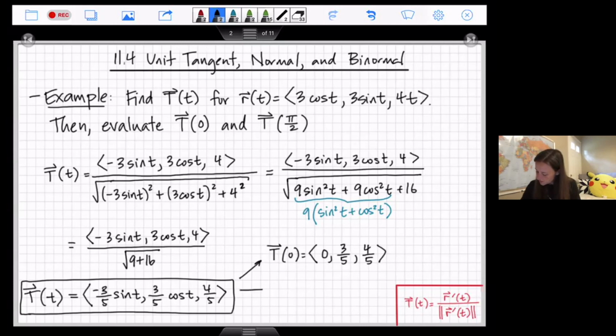And then also we were asked to find T of pi over 2. All right, so this time sine of pi over 2 is equal to 1. So I'm going to have negative 3/5 times 1. Cosine of pi over 2 is 0. So we're going to have 3/5 times 0. And then that last component, 4/5, there's nothing to plug into. There's no t. So that's just going to be 4/5.